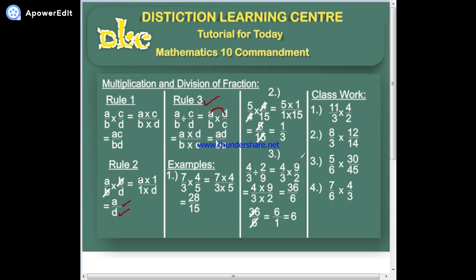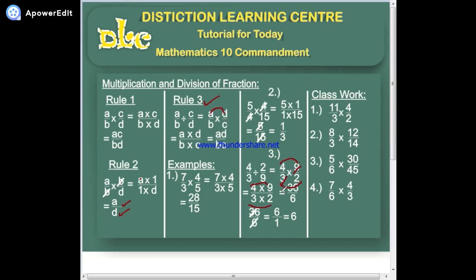So now we apply Rule 1 here, by saying that 4 times 9, that is, we multiply this 4 times 9. And also 3 times 2, that is, the denominator will also multiply the denominator. We can make use of Rule 1 or Rule 2 here, because this 3 can divide these 2, so you can make use of Rule 2, that is the divisibility rule.